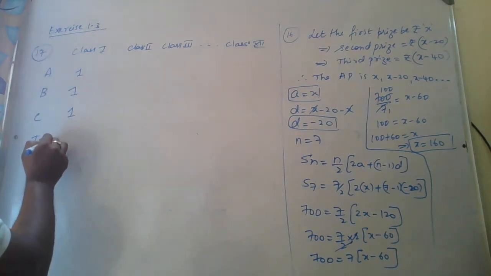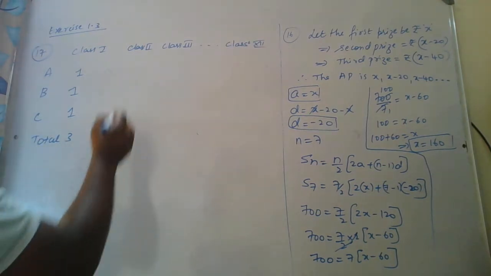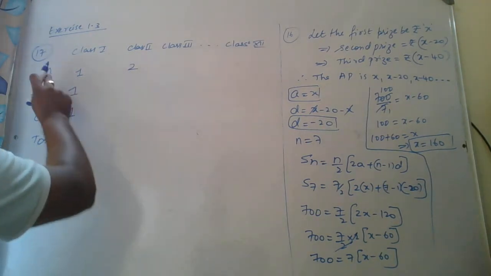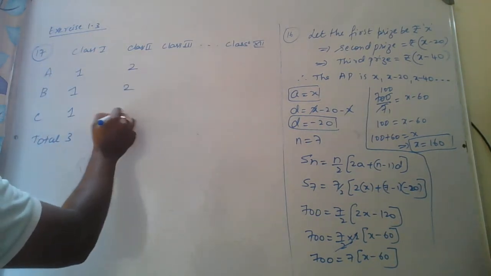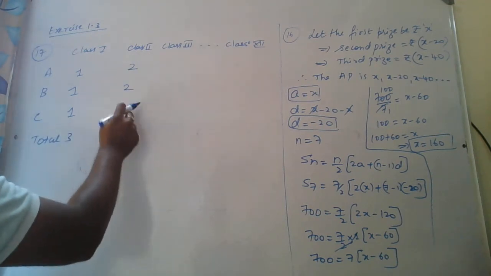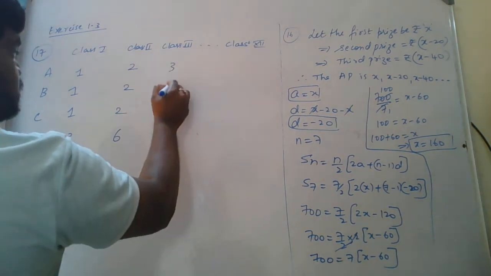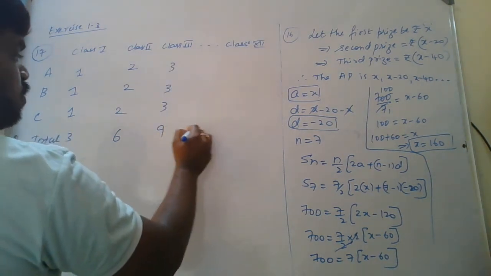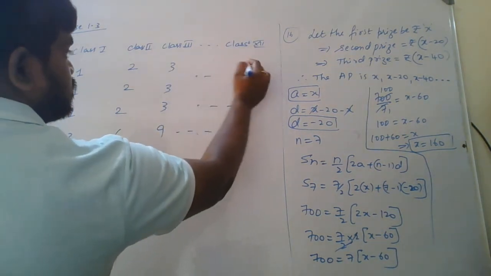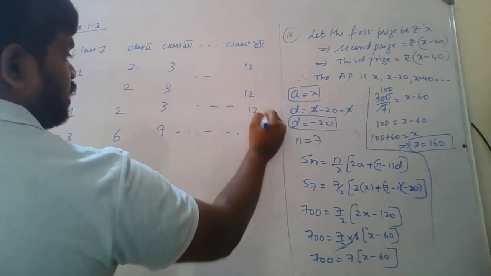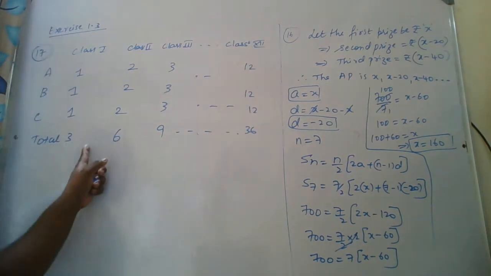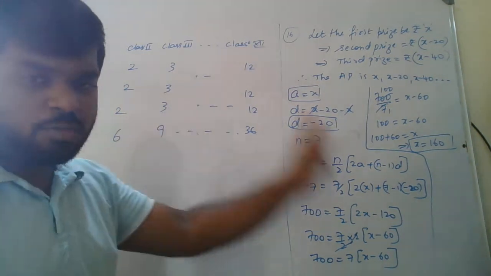So on the whole, in total we get 3 trees. Similarly, class 2, 2 trees from A section, 2 trees from B section, 2 trees from C section. So 2 plus 2 plus 2 is 6 trees. On the whole 6 trees. So 3 trees, 3, 3. So on the whole 9 trees. And so on. So 12 trees, 12, 12. So we get 36. So this is our AP. 3, 6, 9.